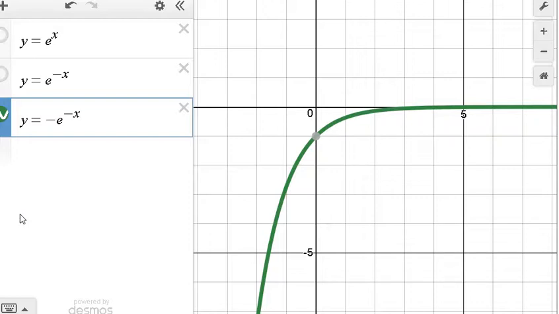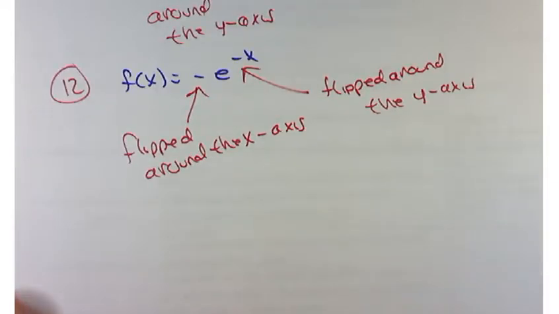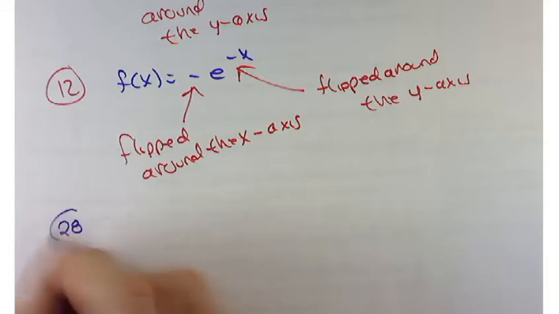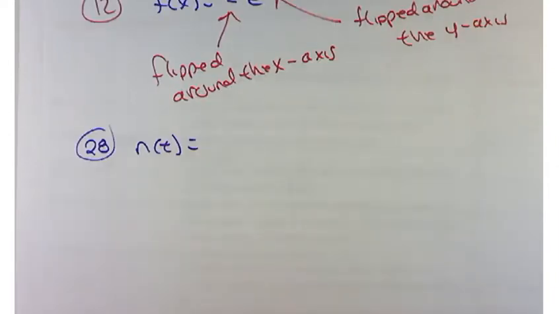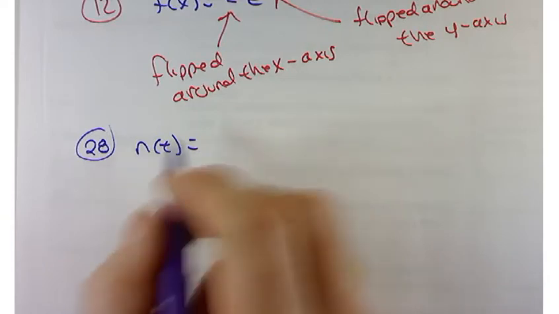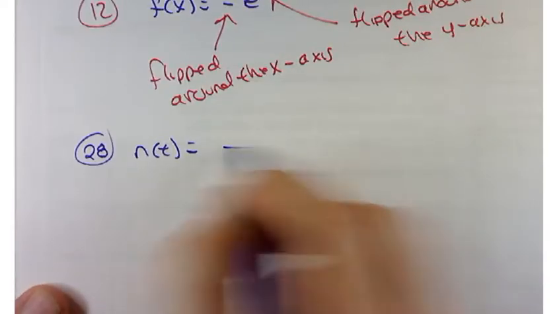Let's work with problem number 28. Let me put that one up here for us. And this reflects the population of birds. So problem 28 gives us our population, calls it N of t. So the number of birds is a function of time, N of t, like this.